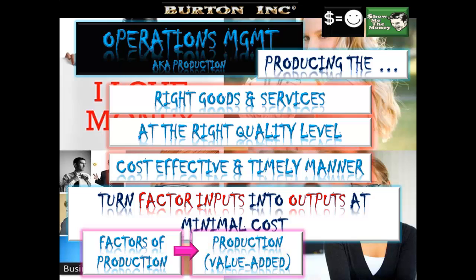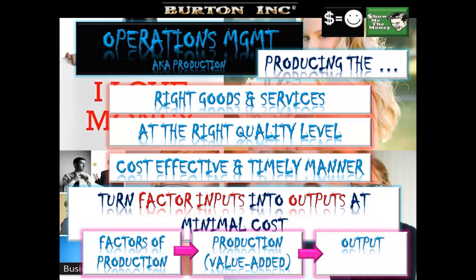So factors of production, we take our land, labor, capital, and enterprise. Here is where topic 5 comes in, the production. We're adding value, combining these factors of production, and producing a final product for the market. Production is this middle step.